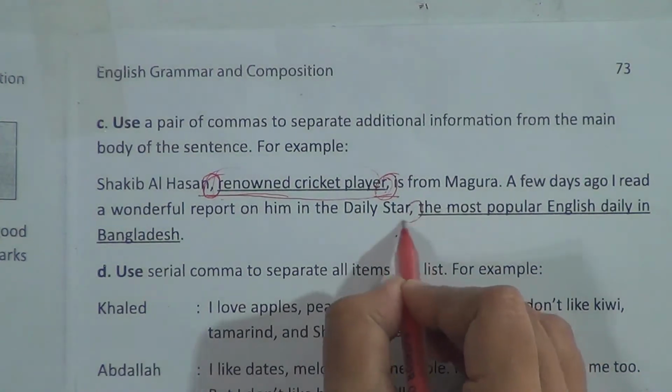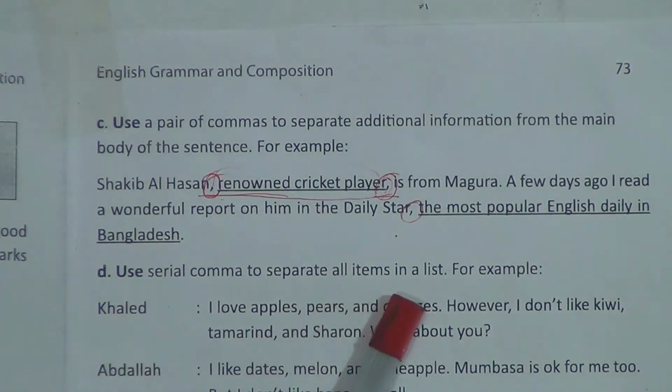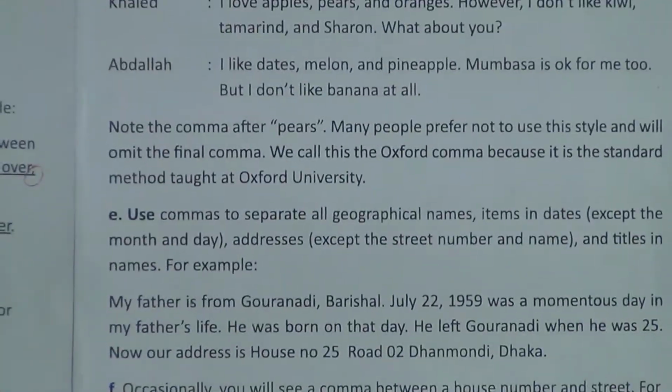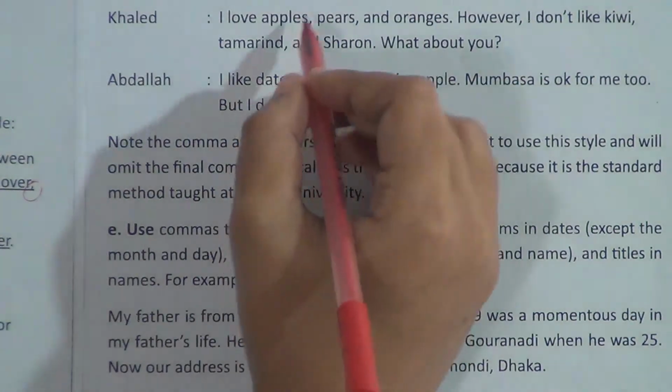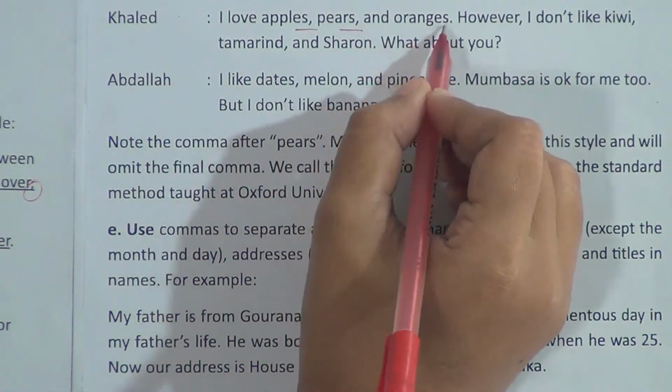Now we will go to number D. Use serial comma to separate all items in a list. Now look, there's the example. Now Khalid is saying, I love apples, pears, and oranges. However, I don't like kiwi, tamarind, and sharon. What about you? Now look here, these are the similar items: apples, pears, and now look, oranges.